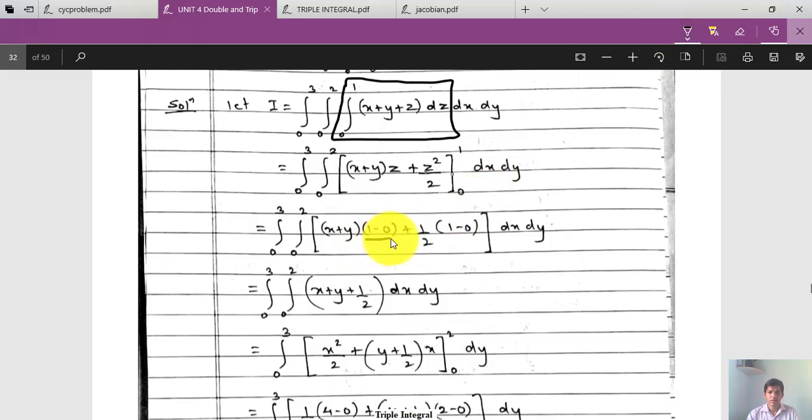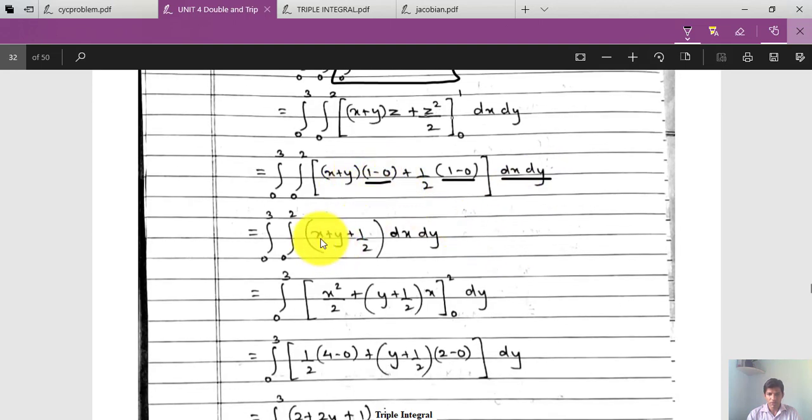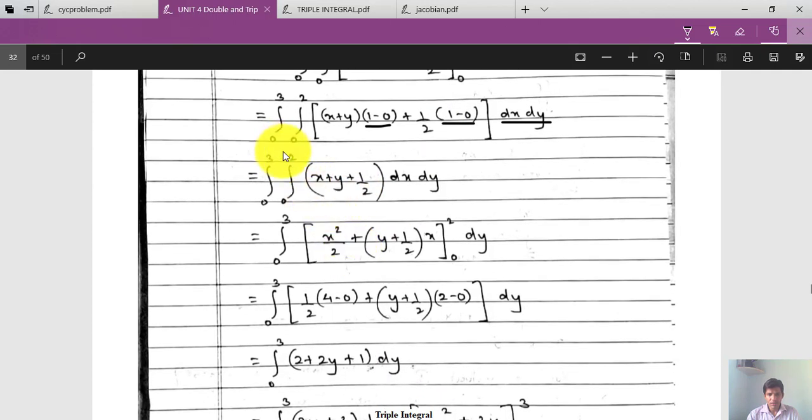That is upper limit minus lower limit. Then I take 1 by 2 outside, so this turns out to be 1 minus 0, with dx dy. After simplification I get x plus y plus 1 by 2. Then I integrate again with respect to dx, keeping y as constant. So the integration of x is x square by 2, and y plus 1 by 2 is constant, so it is x.